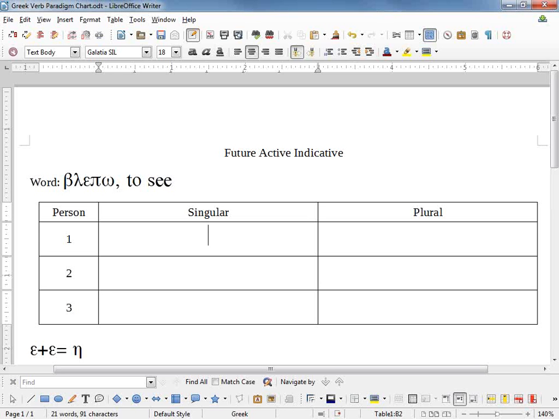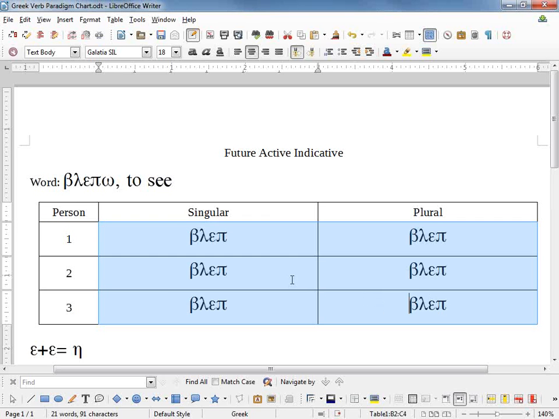Okay, so blep is our stem here, okay? And so I'm going to copy and paste the stem in every box. Now, don't write this down yet. I should have warned you guys. I'm sorry. Don't write this down. I want to show you guys what these consonantal changes are, okay? So, like I said, these are the future active indicative. That being said, I need to add a sigma at the end of this stem here, right? So that's what I'm going to do right now.